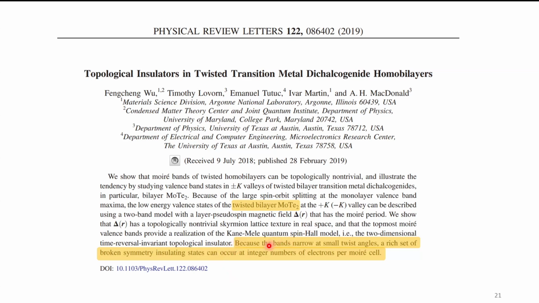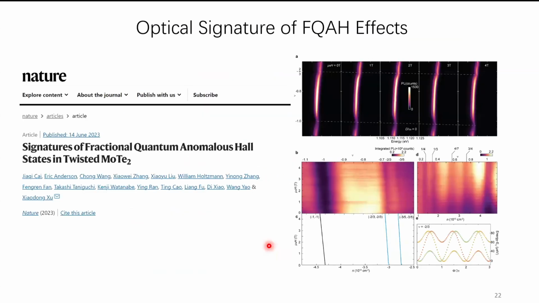stated that because bands narrow at a small twist angle, a rich set of broken symmetry insulating states can occur at an integer number of electrons per moiré cell. By this sentence, we essentially mean the quantum anomalous Hall state at integer fillings, but the system is beyond our imagination, and this is a breakthrough from last year.